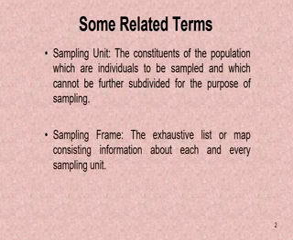Sampling frame is an exhaustive list or a map of all these sampling units. It may be in the form of a map, or it may be in the form of their identity, like their name, email ID, phone number, address, etc. list. A very common example of a sampling frame is the voter list. The voter list is a sampling frame of all the voters, because it has a detailed description of all the individual voters of that particular constituency or that particular polling booth. That's why it is called a sampling frame.